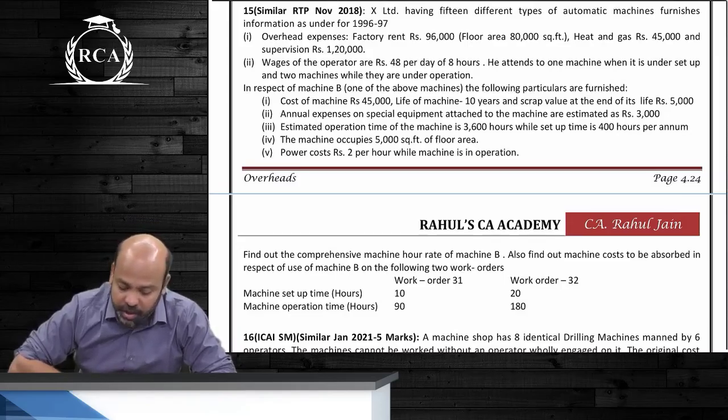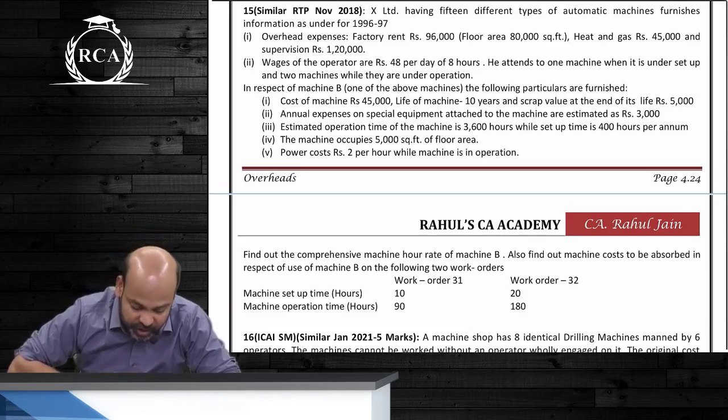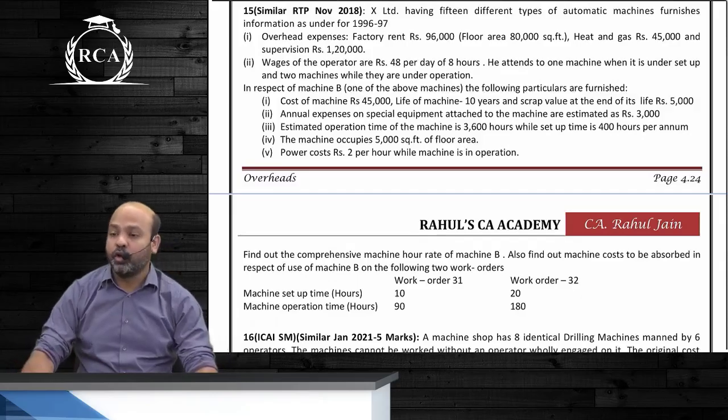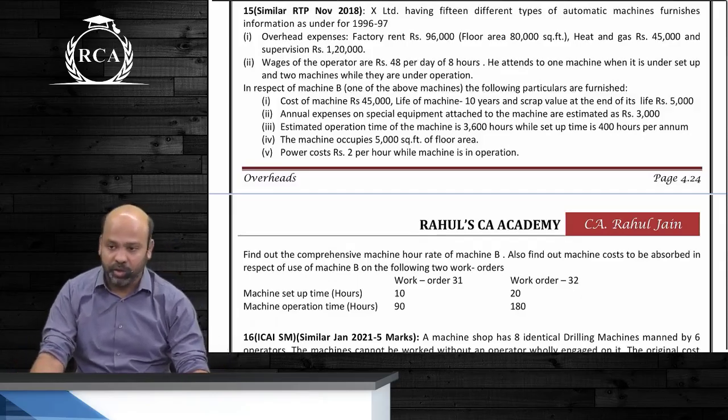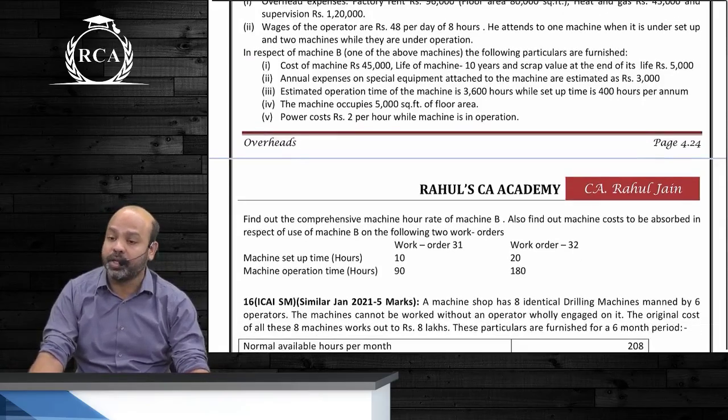Find out the comprehensive machine hour rate of machine B. Also find out the machine cost to be absorbed in respect of machine B on the following two work orders. We're going to compute a separate rate for setup, and a separate rate for operation. Are we clear?